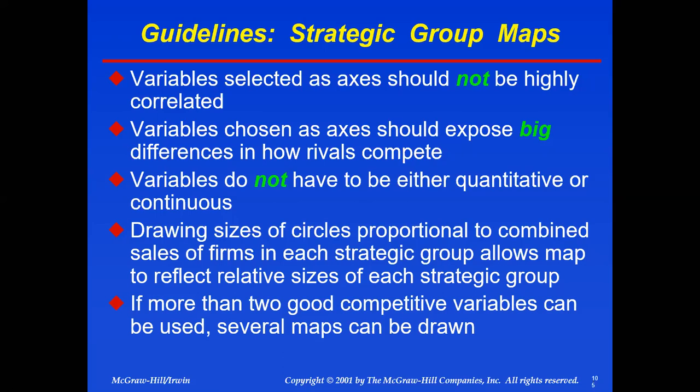And the last guideline on the slide is, if more than two good competitive variables can be used, several maps can be drawn. Generally speaking, at least 3 to 4 maps are suggested to clarify the concept of strategic group map, to find out the bases upon which the companies are competing with one another, and who are the direct stakeholders and who are the indirect stakeholders.